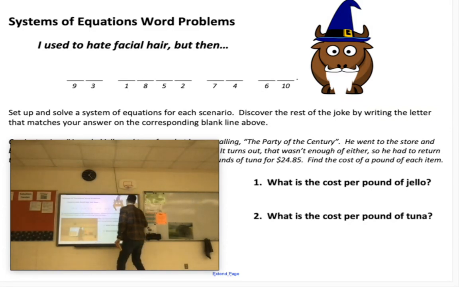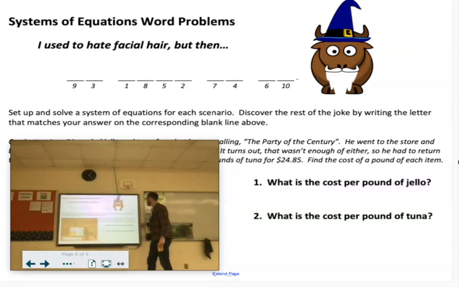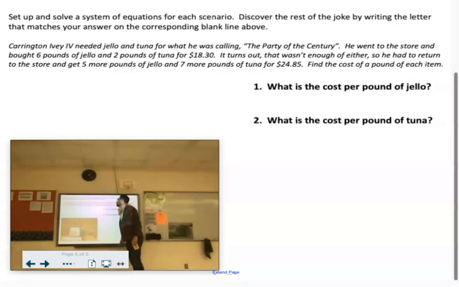All right, we got a Joker sheet. Let's do, what are there, 5 problems on this sheet? Set up and solve a system of equations for each scenario. Discover the rest of the joke by writing the letter that matches your answer on the corresponding blank line above.